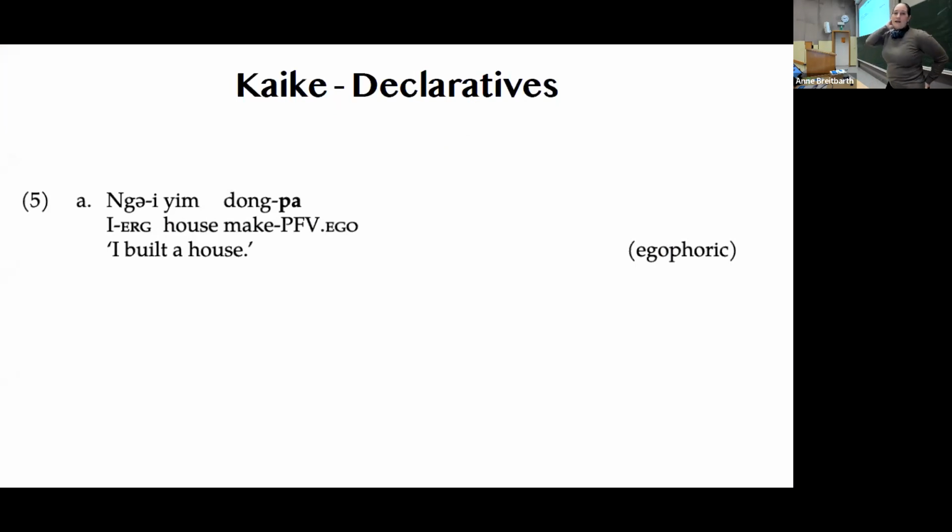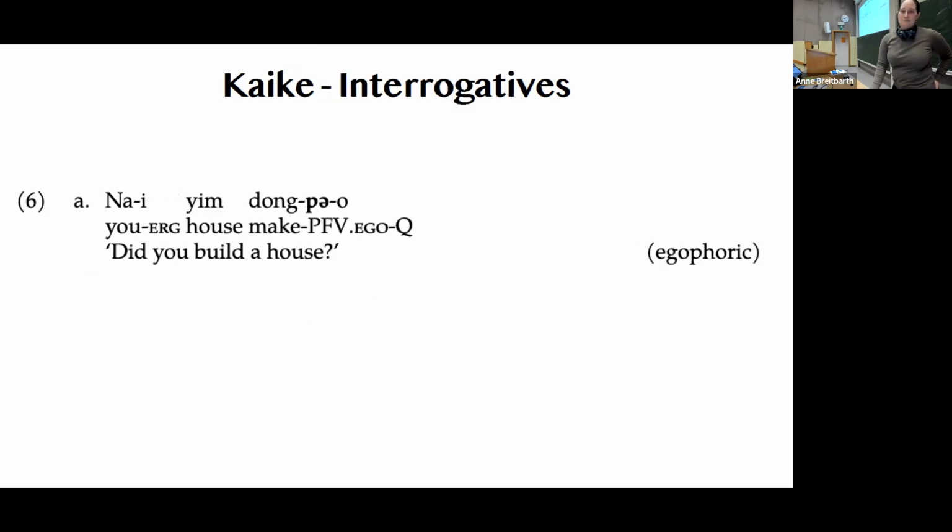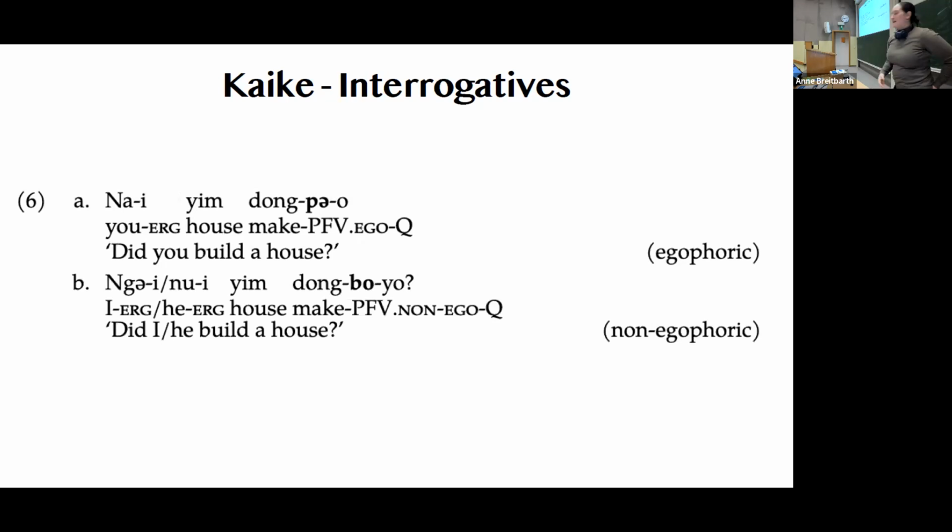So in Kaike, that egophoric marker is pa. So if you say "I built a house," then you would say Dongpa. However, if you or he built a house, then it's Nuyem Dong Bo. So Bo is the non-egophoric. Again, it's in the morphology here, but it's quite a clear distinction. Then, "did you build a house?" where we would have an egophoric marker. But "did he build a house?" we don't have that egophoric marker. So it's the same as the distribution that we saw in Kathmandu Newar.